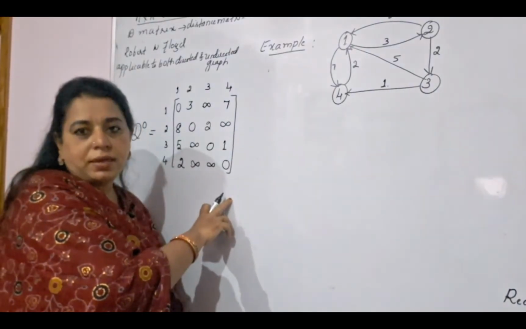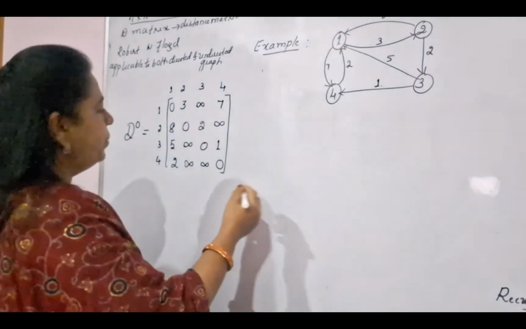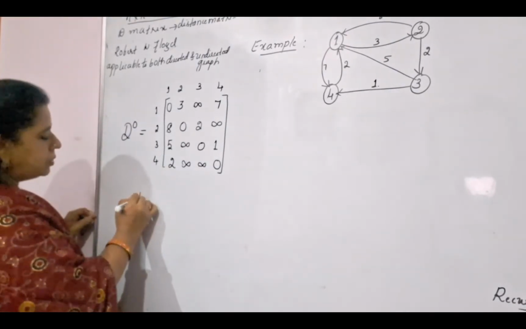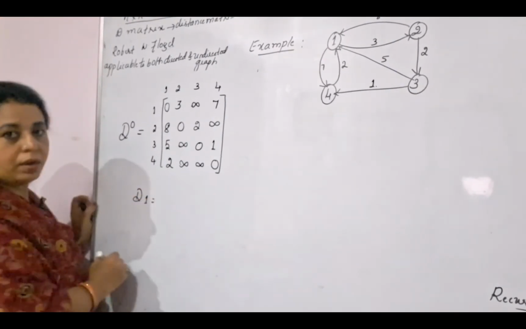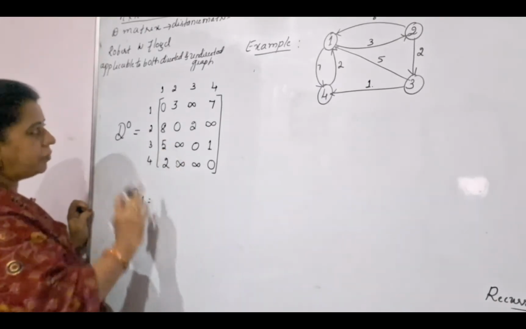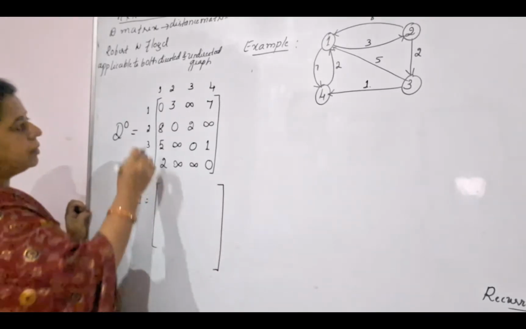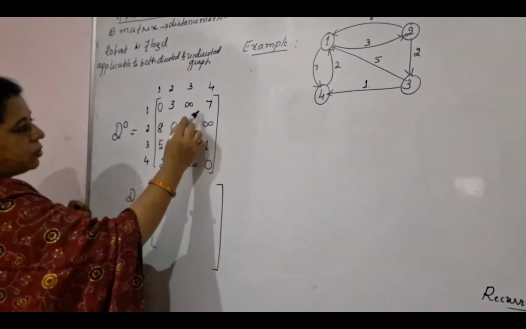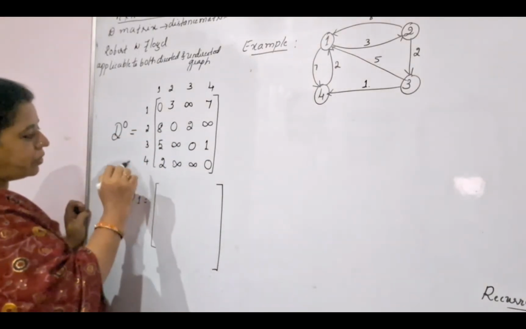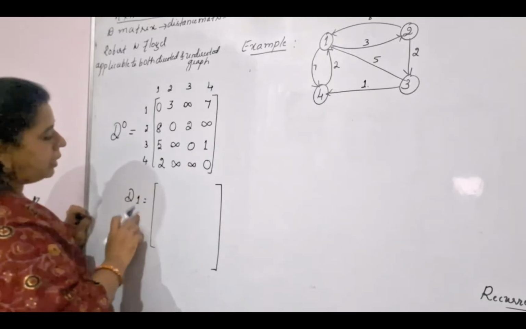So once you write this initial matrix D0, you are going to make the next matrix now, D1. Now what is the logic that is used here in calculating D1? In order to construct D1, you need to refer to D0. And also when you are preparing the D1 matrix, whatever are the first row elements and first column elements, you are going to copy down as it is from the initial matrix.